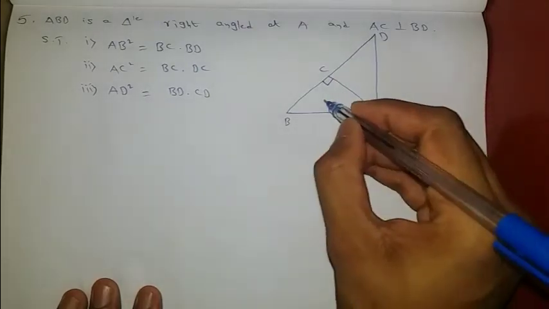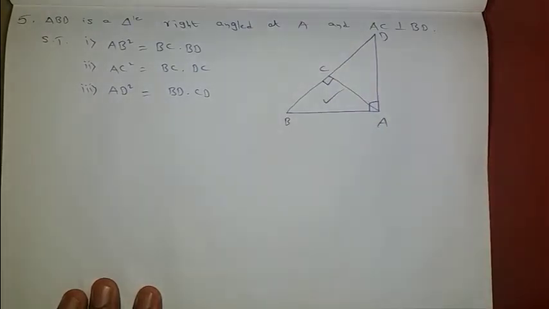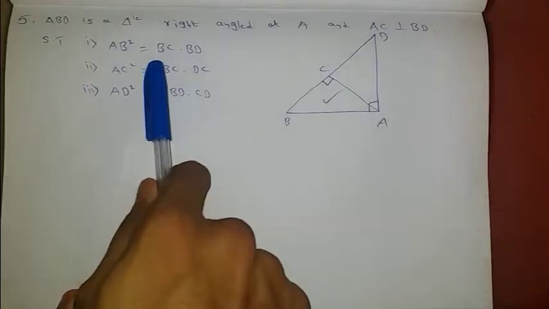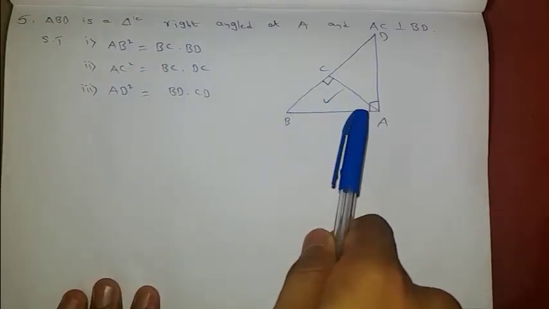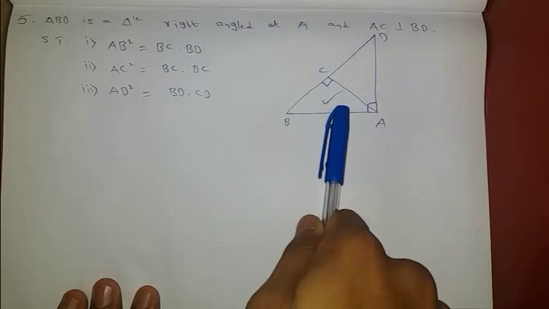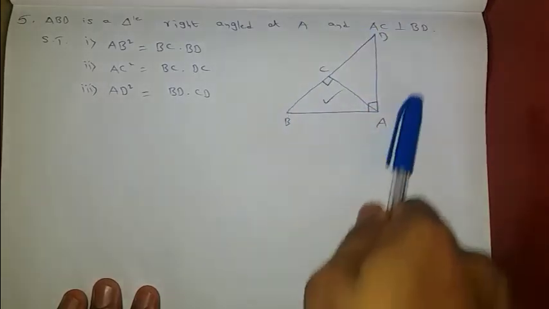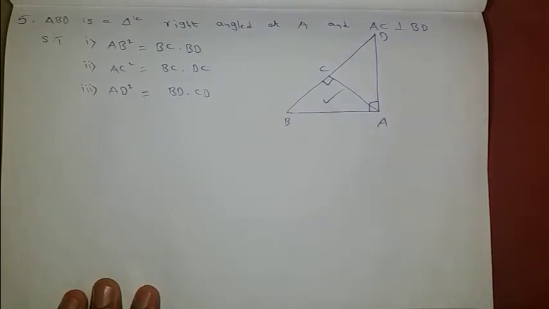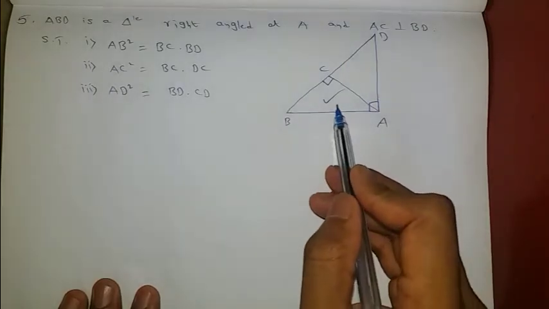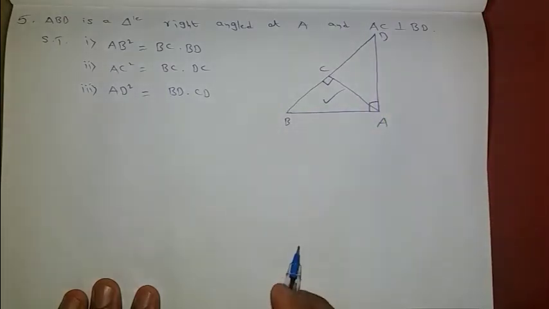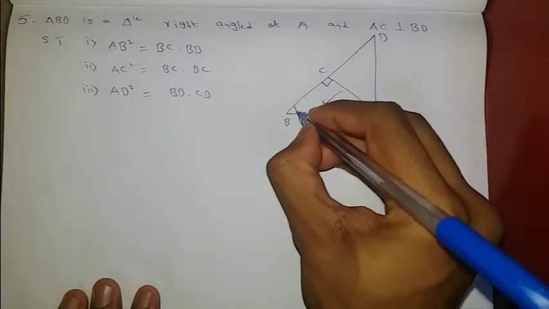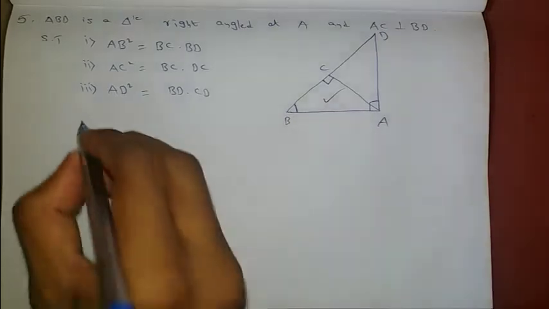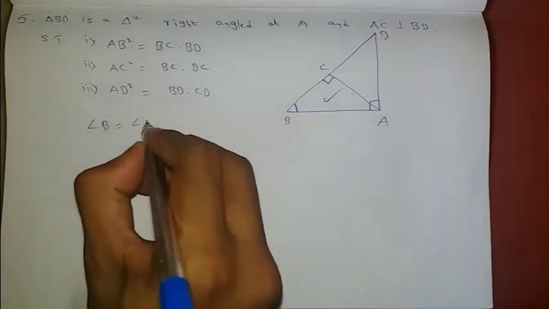So it means smaller triangle to total triangle. So first, to show this, we need to show this smaller triangle is similar to the bigger triangle. How will we show that? Let us check once. This smaller triangle as well as the total triangle have this angle B common. So angle B is equal to angle B.